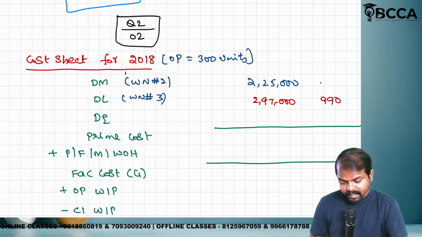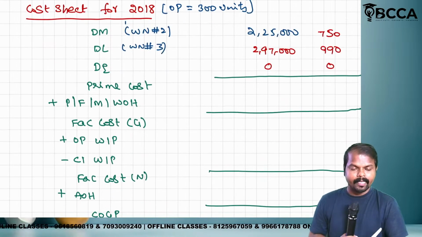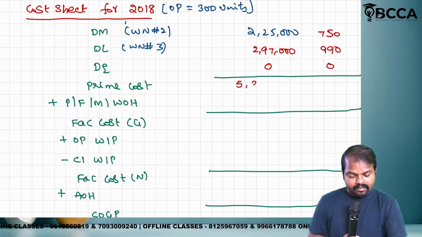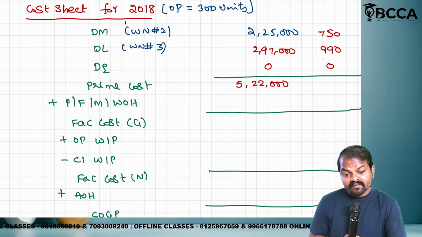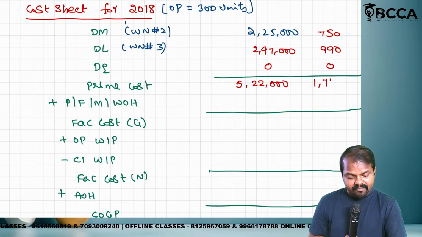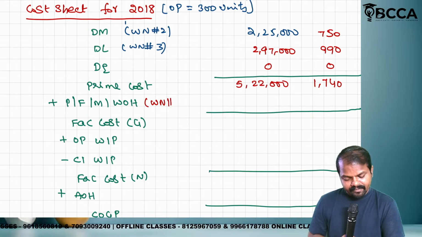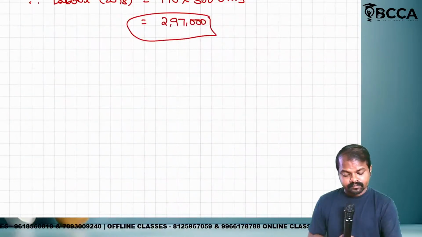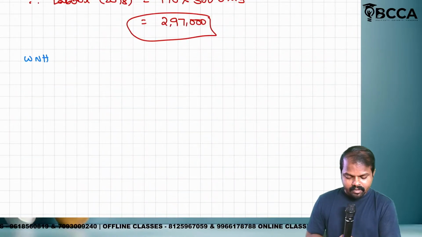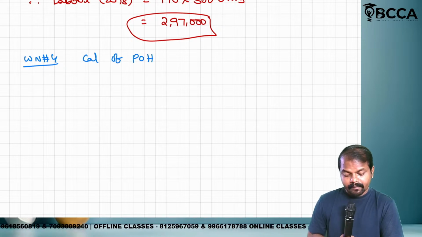How much more did we get? 990. Here 750. Direct expense is not given. Please check. 5,22,000 total. 990 plus 750 makes 1,740. Correct? Working note number 4. Calculation of POH.